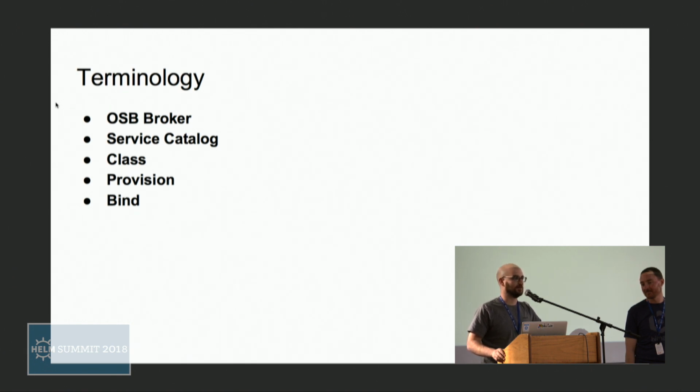And Service Catalog is one of those things. So this is a system that runs inside of Kubernetes that translates Kubernetes resources into calls to an OSB broker. And the OSB broker then can do stuff to your cloud. Whichever cloud you choose, it can give you databases and queues and caches and everything. All right, so now we go on to class, provision, and bind.